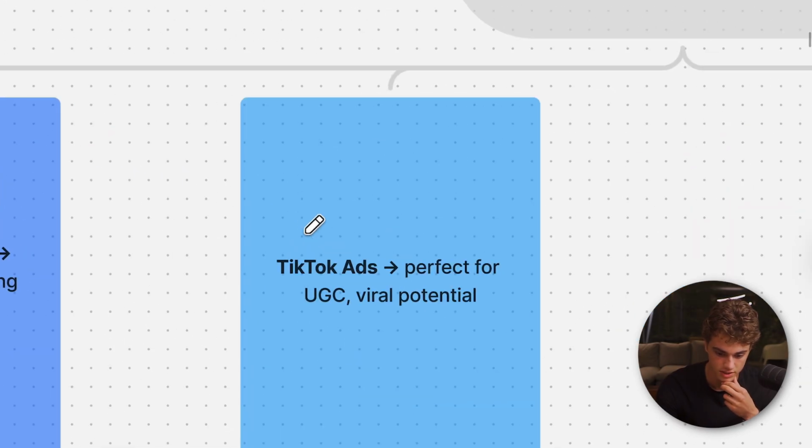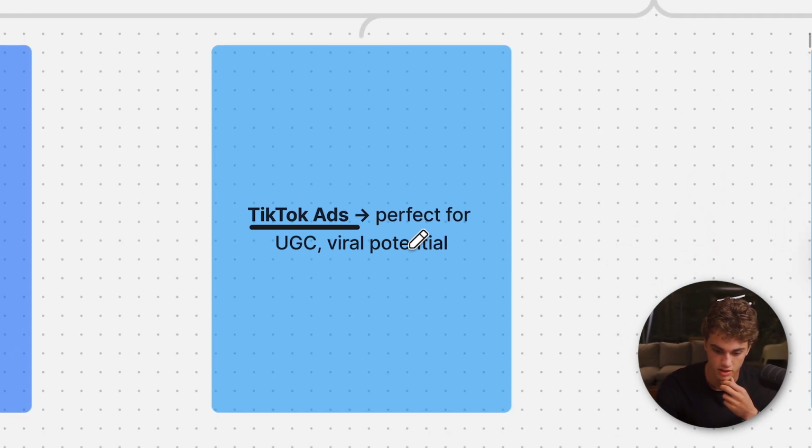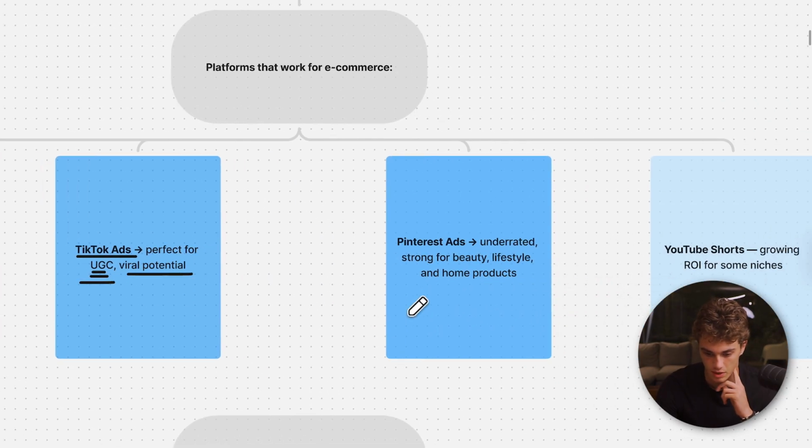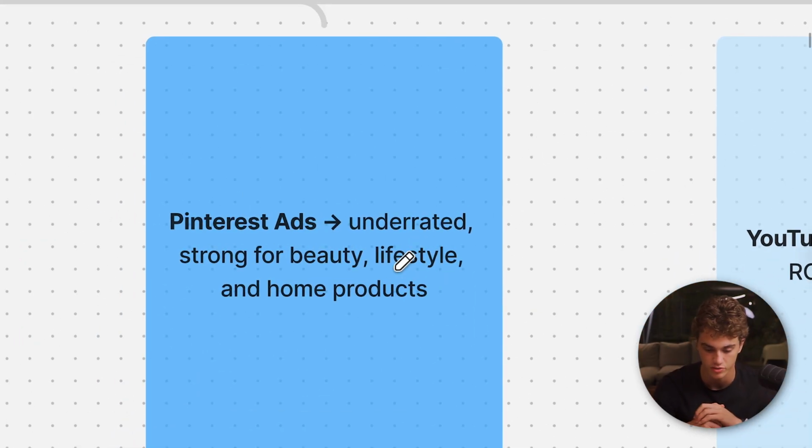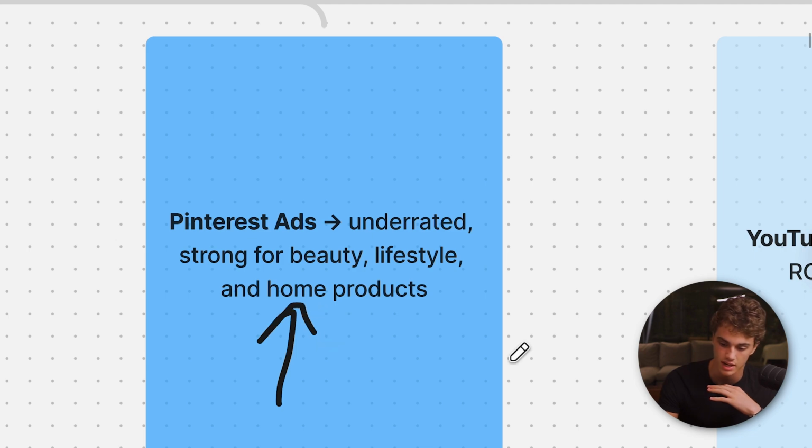And then we go into TikTok ads, which is really good for the viral potential and definitely for the UGC, because that's extremely popular on TikTok. Now, Pinterest ads are a bit underrated because honestly, they're very good for beauty products, lifestyle, anything to do with aesthetics or your lifestyle, healthiness, that kind of vibe. That's all on Pinterest, and I really highly recommend this if you're in that kind of niche.